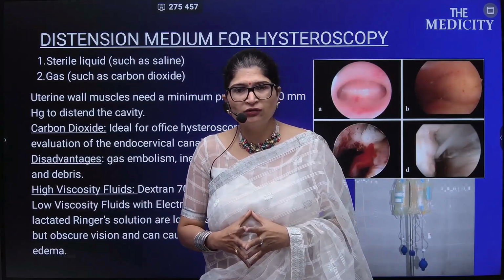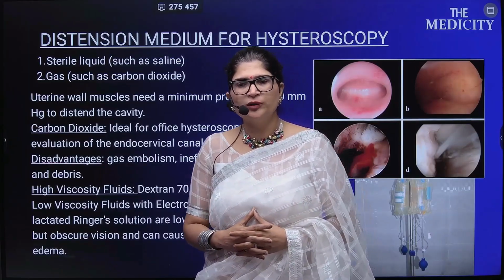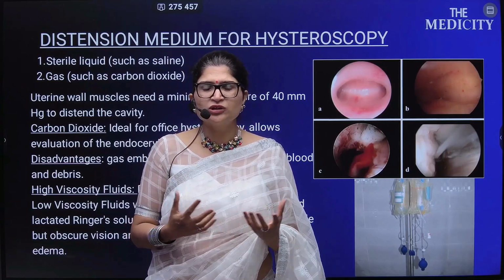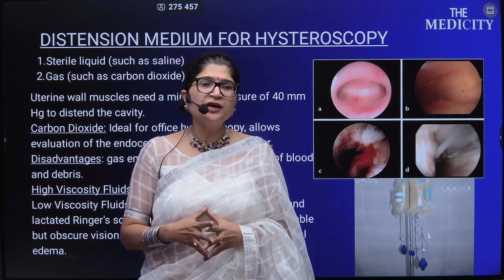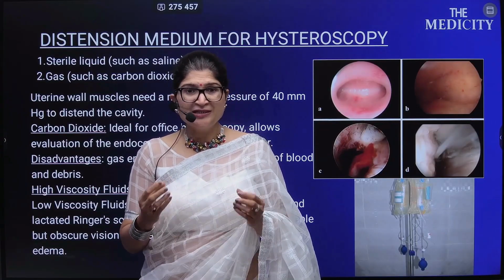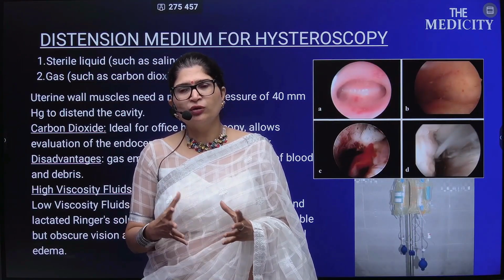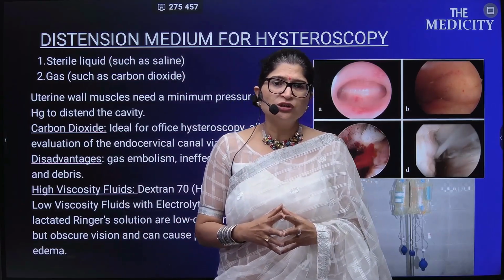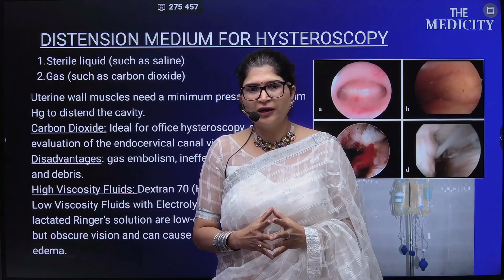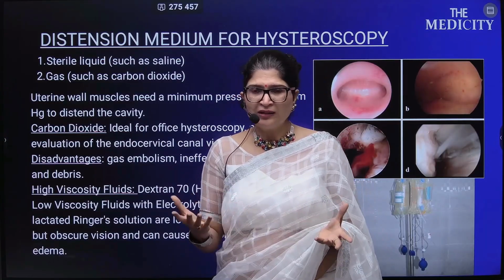The distension media for hysteroscopy can be a sterile liquid such as saline, which is very well available in all operation theaters and easily accessible to everyone. It is a cheaper fluid which can be used for hysteroscopy. The gaseous medium can be carbon dioxide. The uterine wall muscles need a minimum pressure of 40 mm of mercury to distend the cavity. Carbon dioxide is ideal for office hysteroscopies. It allows evaluation of the endocervical canal via insufflators. The disadvantages of using carbon dioxide are that it causes gas embolism, and there is ineffective removal of blood and debris during gaseous distension.